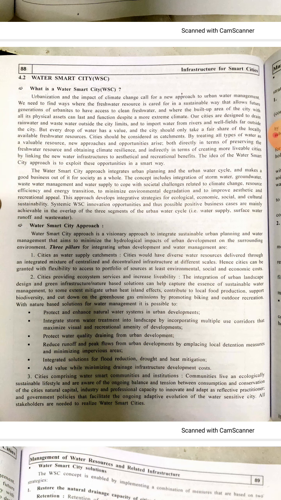And the last pillar is cities comprising water smart communities and institutions. Communities live an ecologically sustainable life cycle and are aware of the ongoing balancing and tensioning between the consumption and conservation of the city's natural capital, with industry and professional capacity to improve the innovative and adaptive reflective practice.